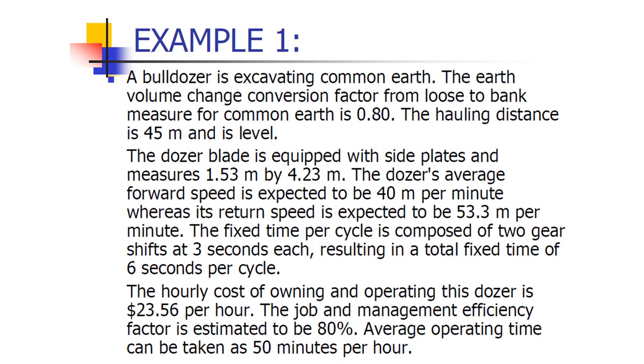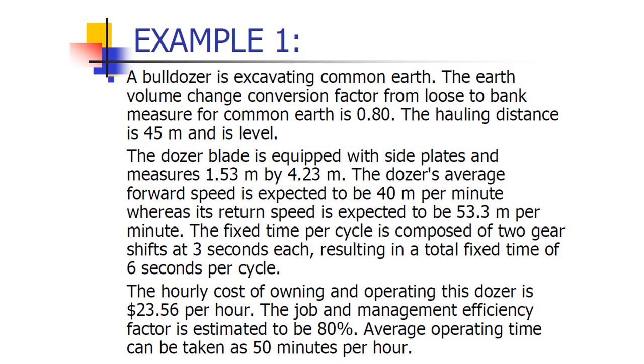Let's take an example. A bulldozer excavating common earth. The earth volume change conversion from loose to bank is 0.8. The hauling distance is 45 meters, and it's level. The blade is equipped with side plates and it measures 1.53 by 4.23. The dozer's average forward speed is expected to be 40 meter per minute, whereas the return speed is 53.3 meter per minute. The fixed cycle time is 3 seconds for shifting gear for 2 gears, and total fixed cycle time is 6 seconds per cycle.